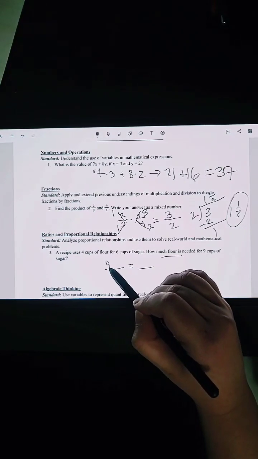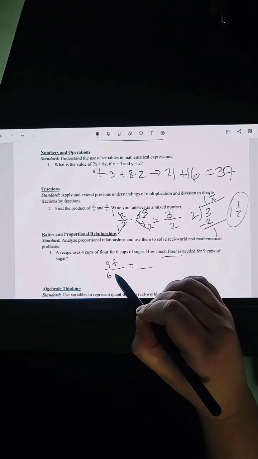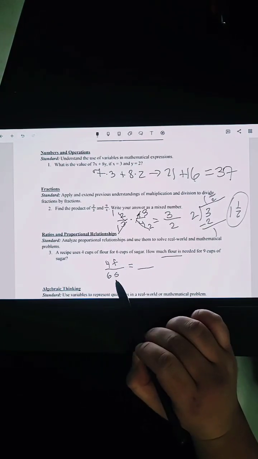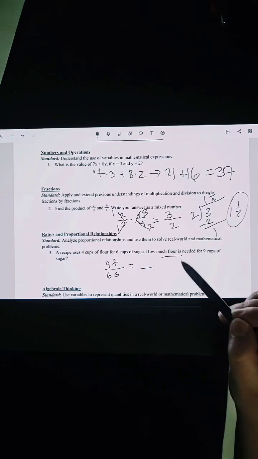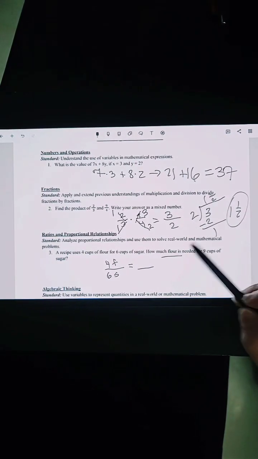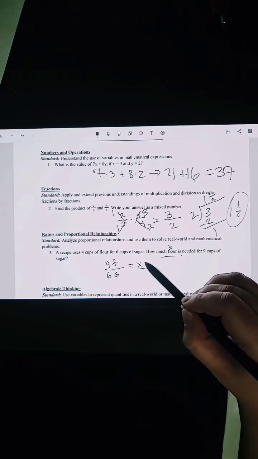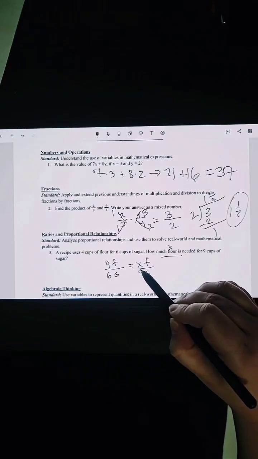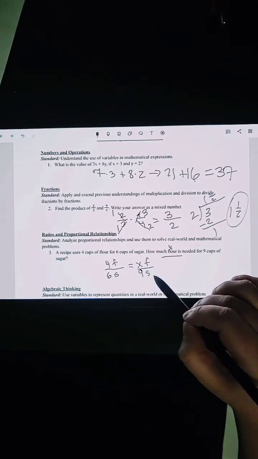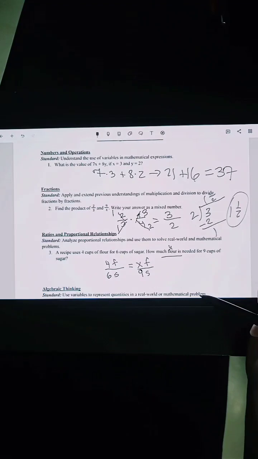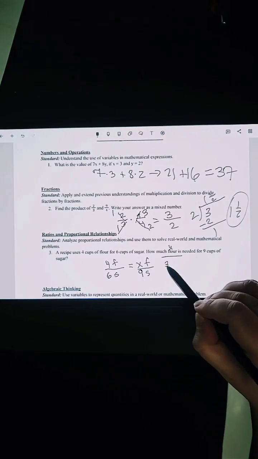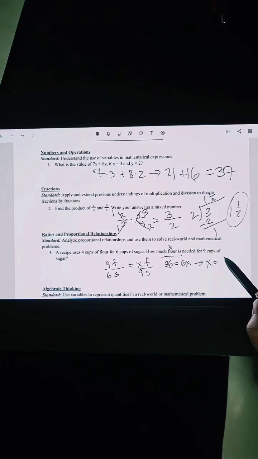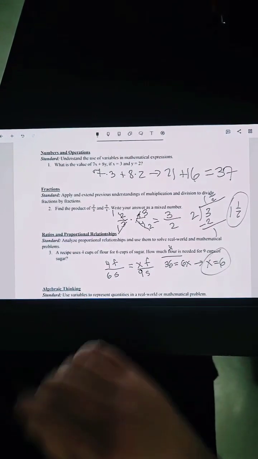Like 4 cups of flour, so 4 flour is related to 6 cups of sugar. So I put F for flour, S for sugar. And then just make sure the top units match and the bottom units match when you put the other relationship on the other side. So the other relationship is this mystery number of x cups of flour being related to the 9 cups of sugar. Now that you have your proportion set up, all you have to do is cross multiply and solve for x. So 9 times 4 is 36. 6 times x is 6x. Divide by 6 on each side to get that x is equal to 6.